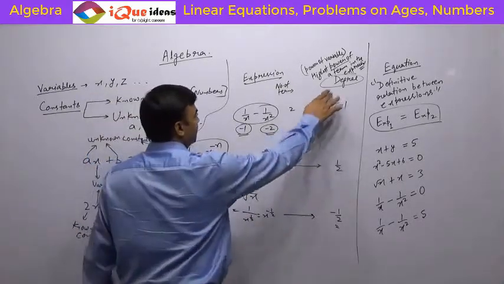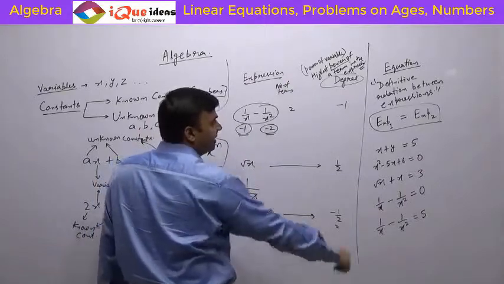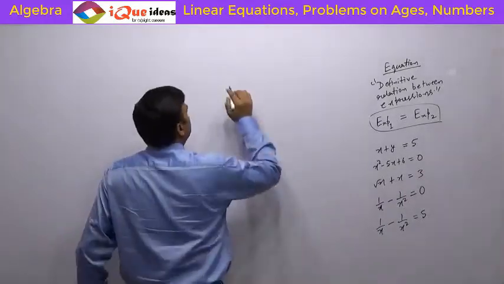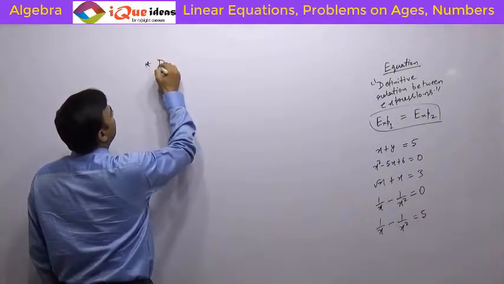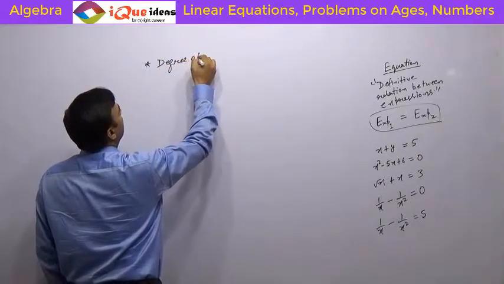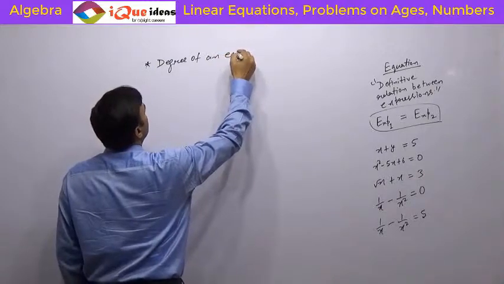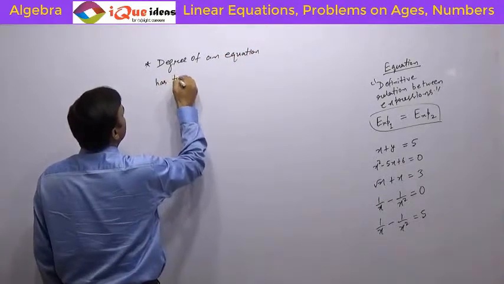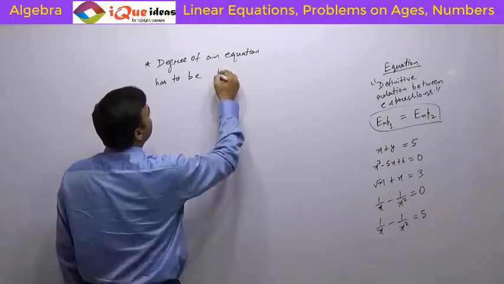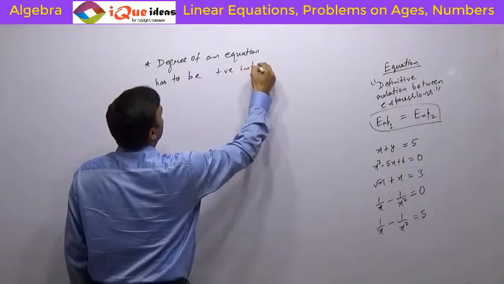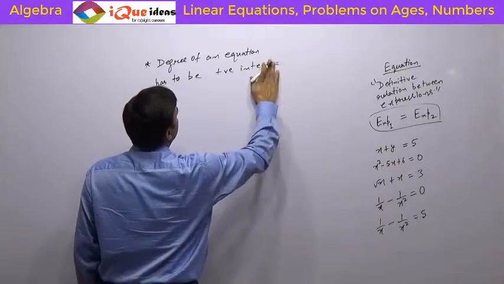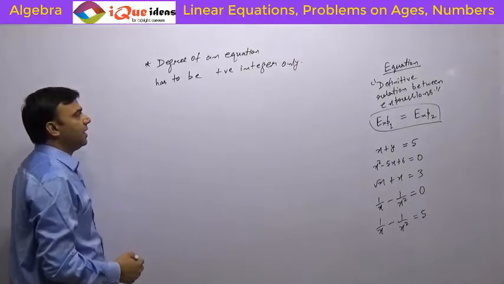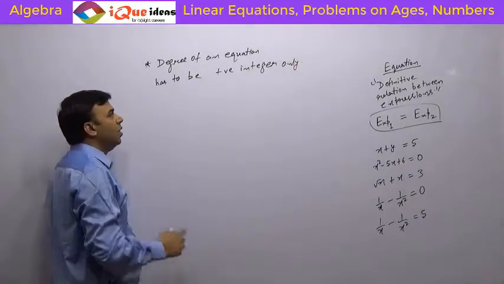The degree of an expression can be anything, whereas the degree of an equation cannot be negative, cannot be a fraction, right? So we need to memorize that the degree of an equation has to be a positive integer only. It cannot be negative and it cannot be a fraction.